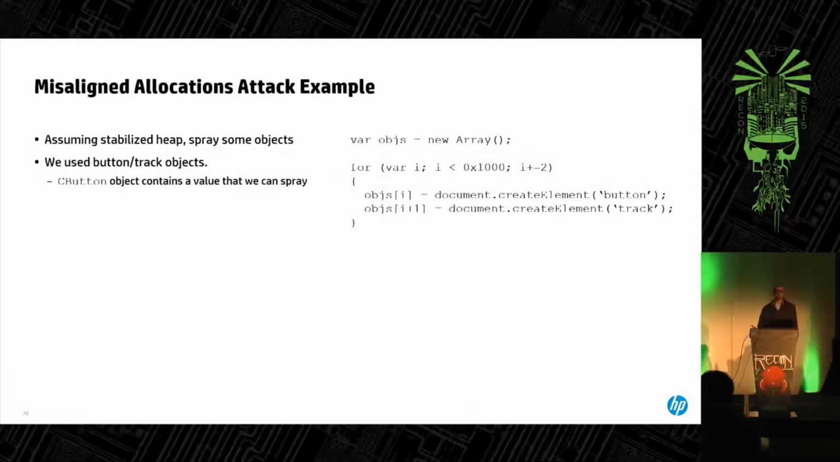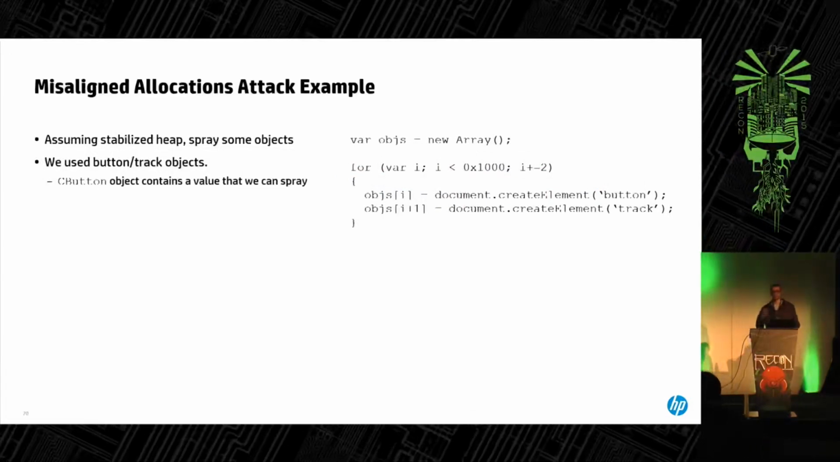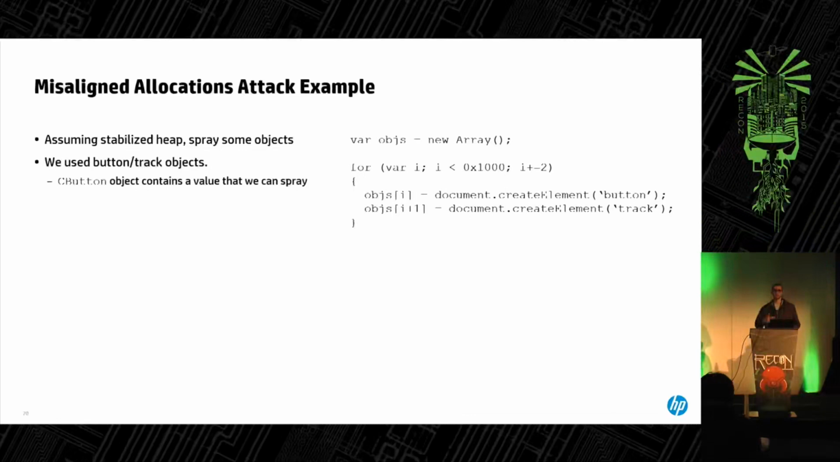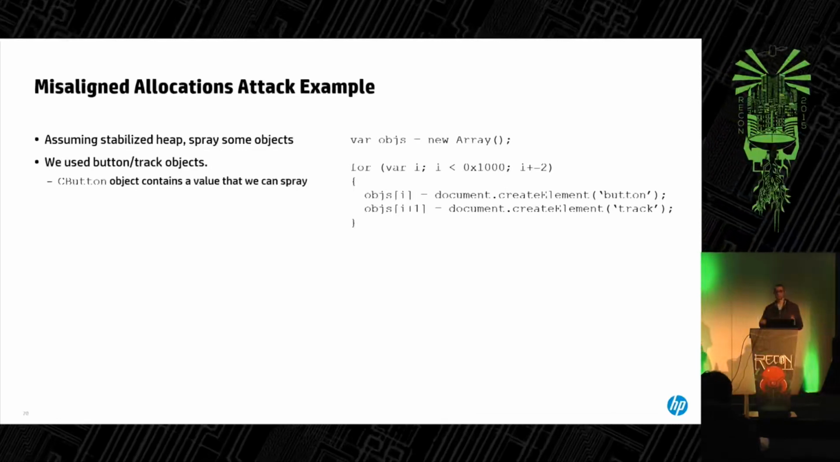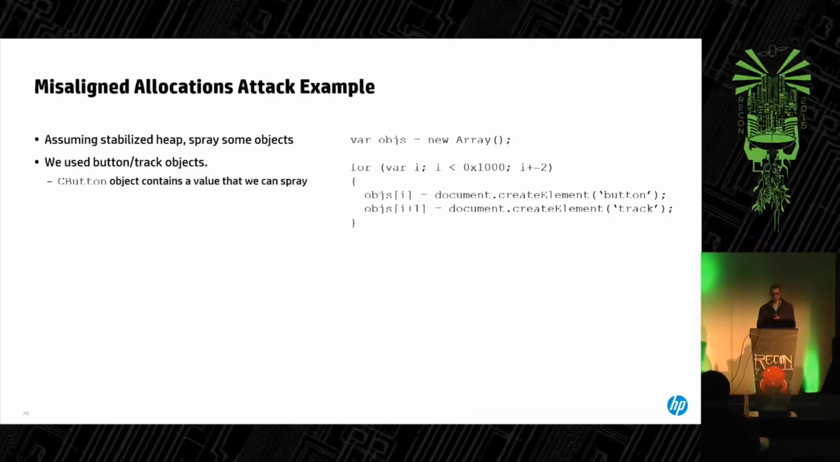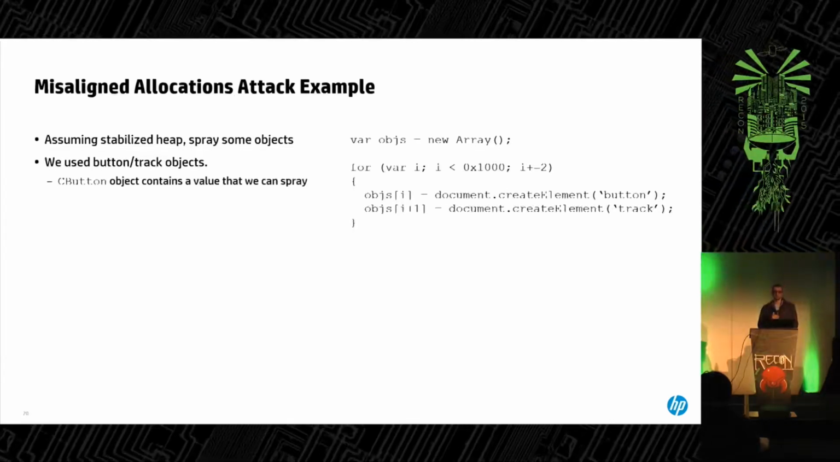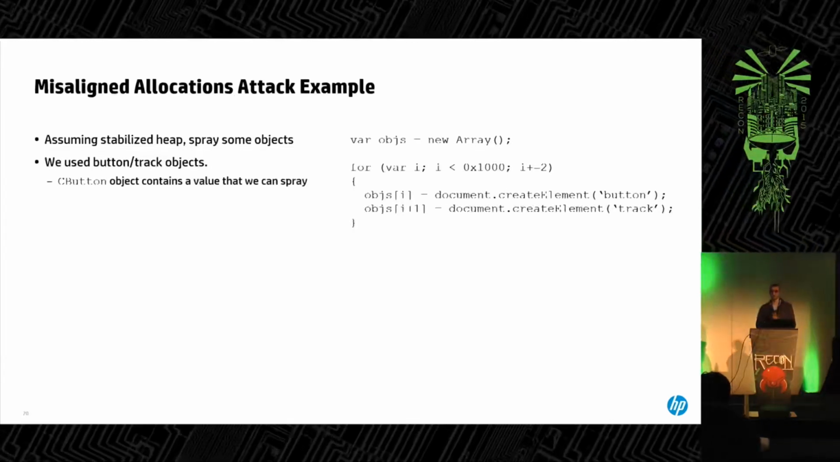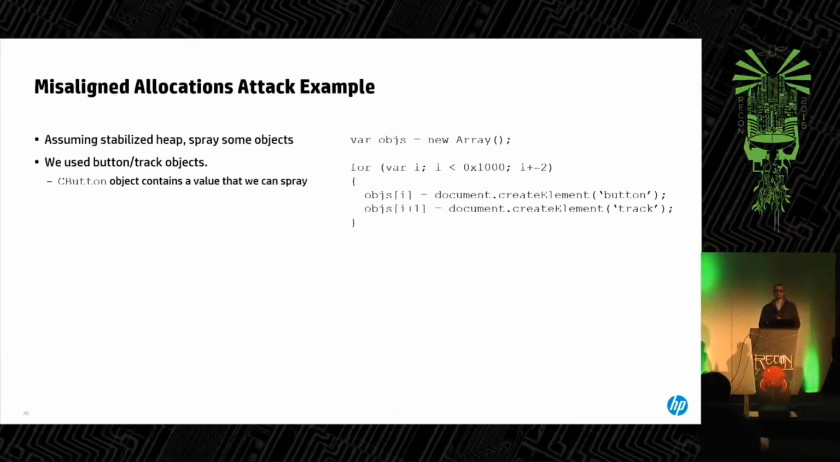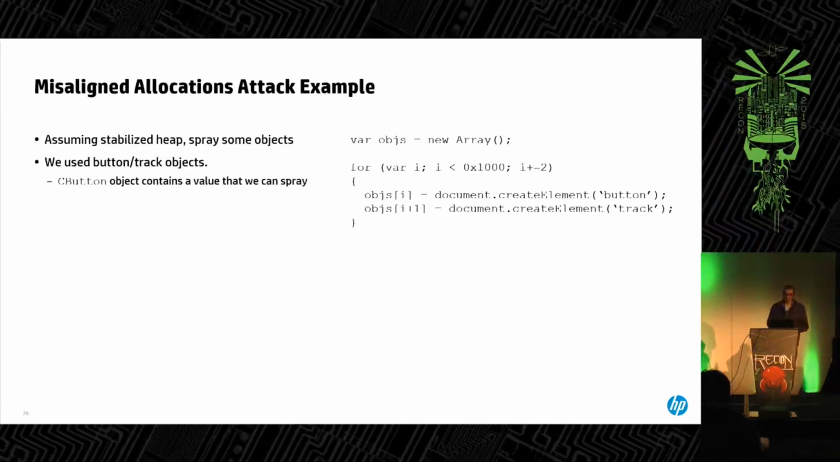So assuming that we were able to stabilize the heap in a way to give us the same free chunk of the same size every time, then we would need to actually spray it with a bunch of objects. In this specific example, I chose to target a misaligned CButton object because at a certain offset, it contains a value that I can spray.